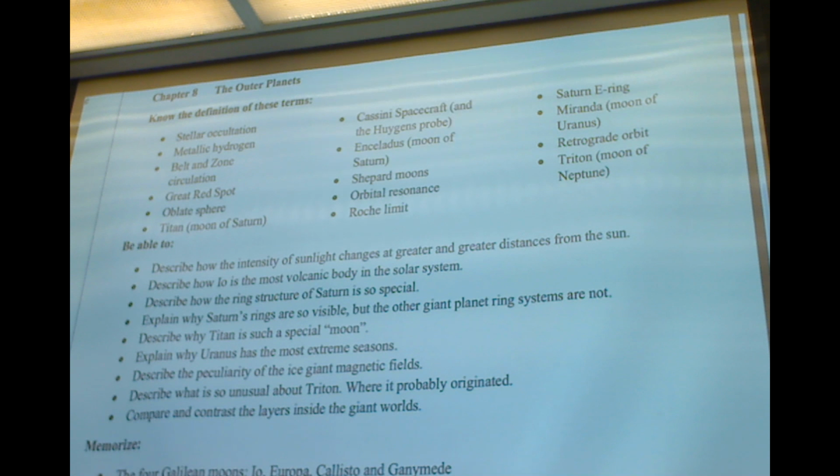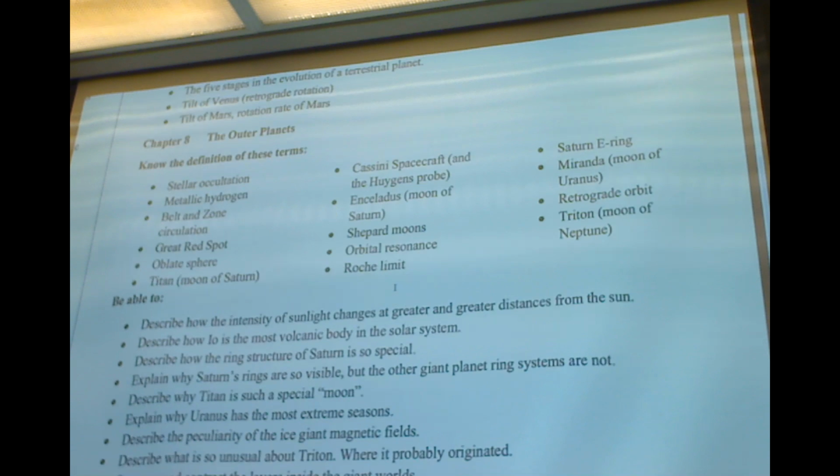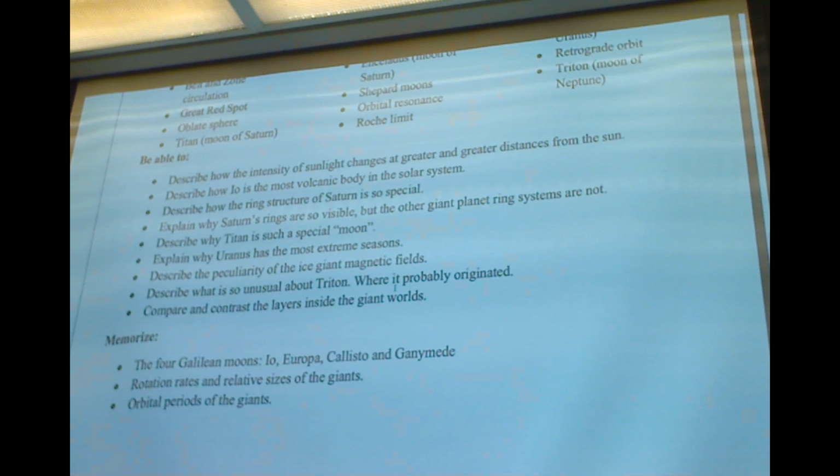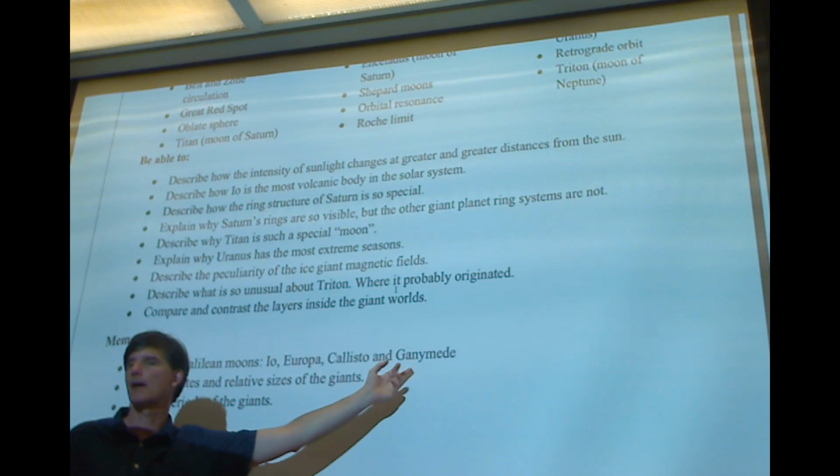Okay, the four Galilean moons to memorize. We're almost done. Okay, here we go, and then I can do the five questions with you. The four Galilean moons: Io, Europa, Callisto, and oh, that's reversed. It should be Ganymede, Callisto. I don't know why I put it like that.